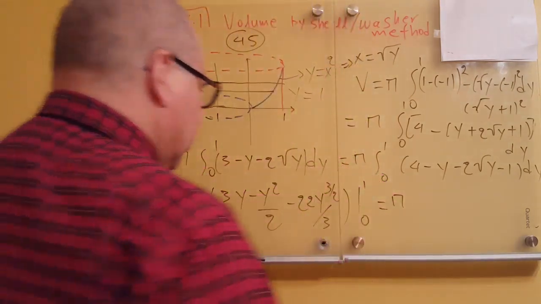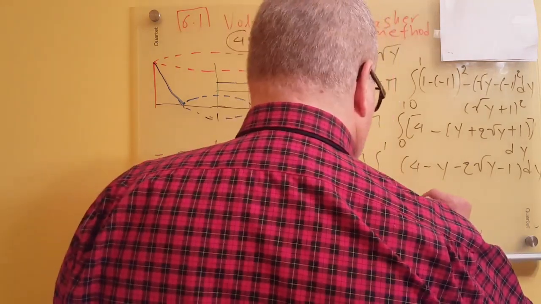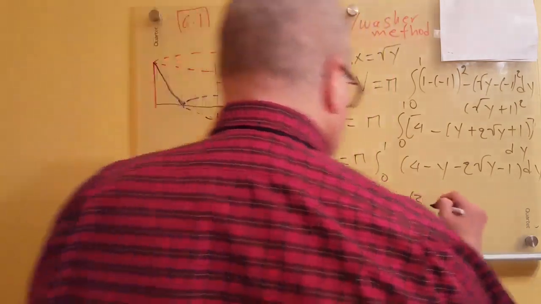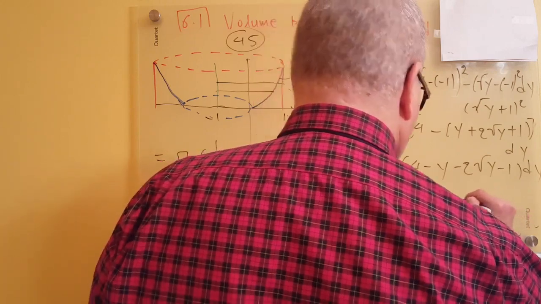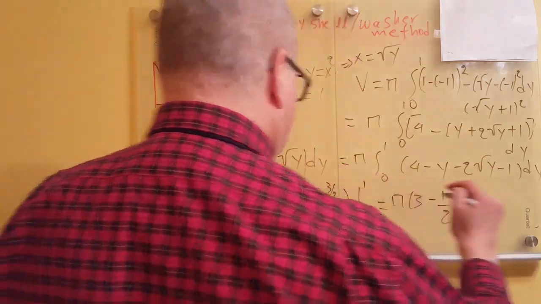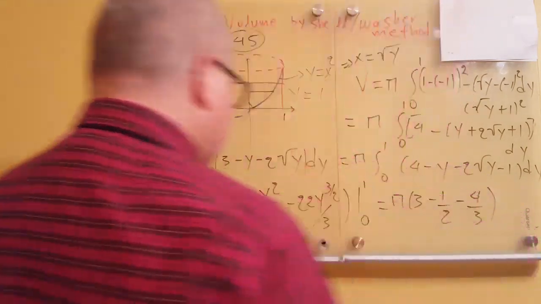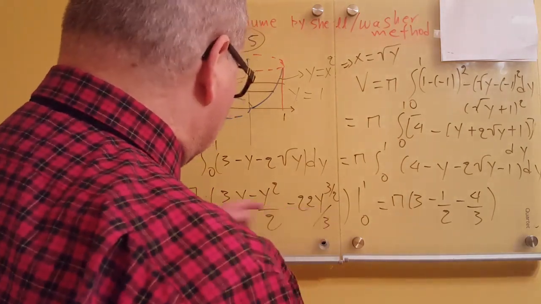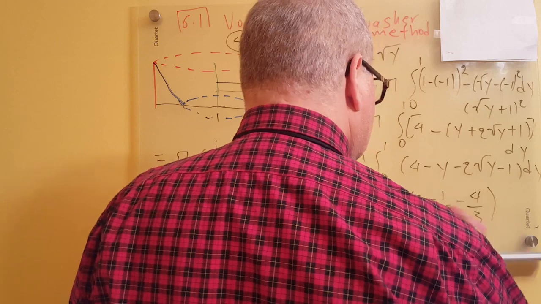Now we substitute the first time the upper limit 1. So that should be 3 minus 1/2 minus 4/3. And the second time you have to substitute 0. If you substitute 0, it will give you 0. So the only thing which is left is this here.